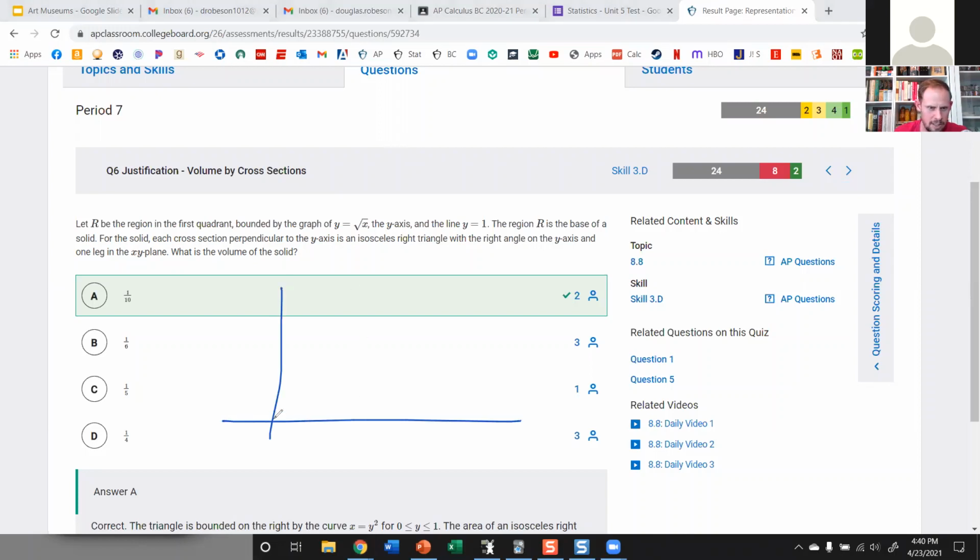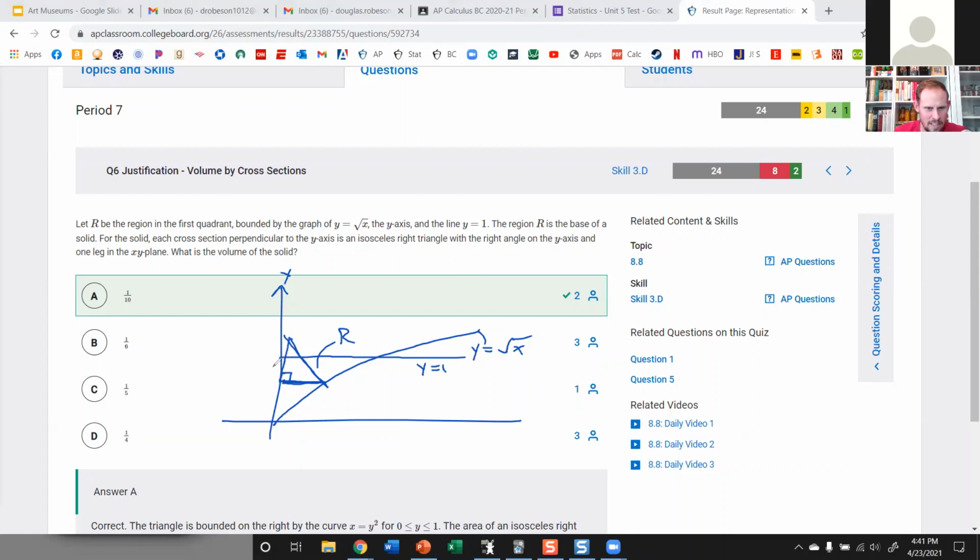I don't know if I've ever seen one like this before, but let's go ahead and try and draw this. So we've got y equals the square root of x. We've got y equals 1. And we've got the y-axis, so that's this little section right here. This is our region R. And the base of the solid for each cross-section perpendicular to the y-axis: here's our y-axis, so they're going to go out this way, perpendicular to the y-axis. They're going to make isosceles right triangles with the right angle on the y-axis. So they're going to come up like this with a right angle here. And there's the isosceles triangle. All right, so that's what we're doing.